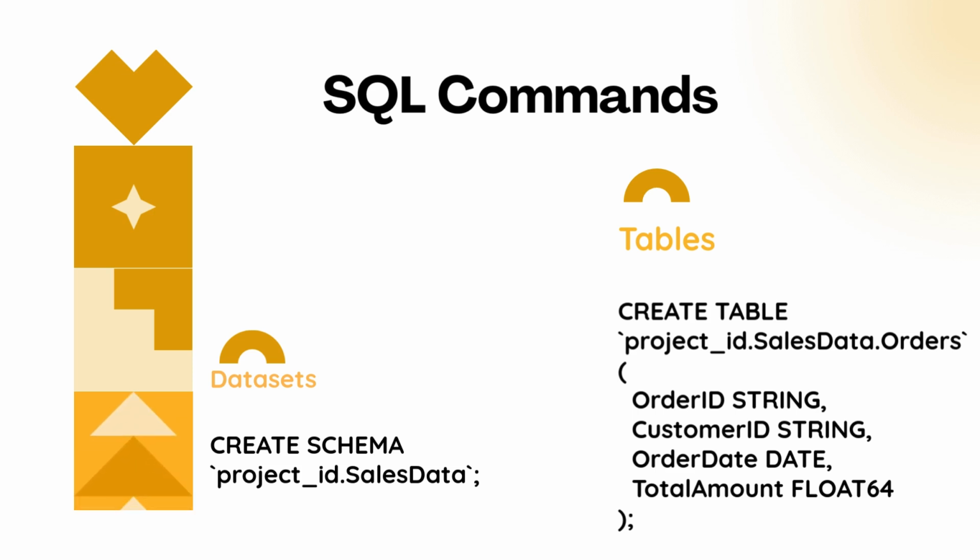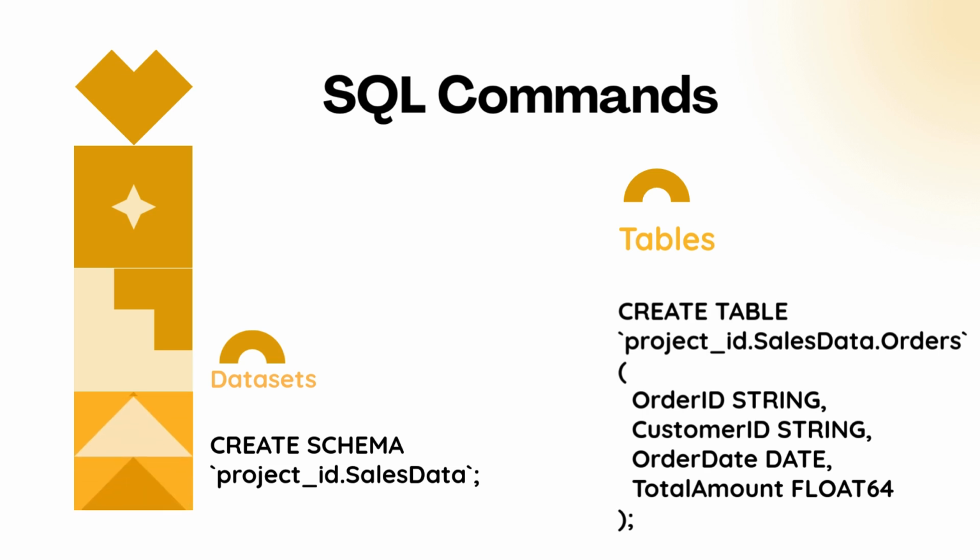To create a table, you use the CREATE TABLE statement. Let's take an example of creating an orders table inside our sales_data dataset. CREATE TABLE `project_id.sales_data.orders` (order_id STRING, customer_id STRING, order_date DATE, total_amount FLOAT64); This command creates a table named orders with 4 columns: order_id and customer_id as strings, order_date as a date, and total_amount as a floating point number.